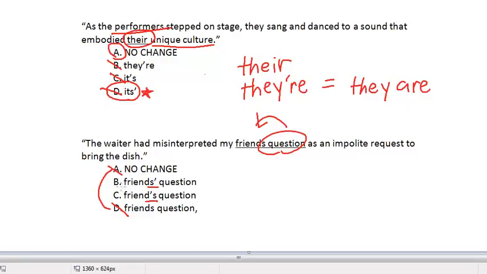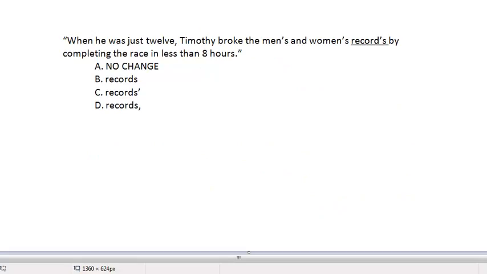So now we need to decide whether we are talking about just one friend or two friends. Logically, it was probably just one friend that asked the question, but this would just become more evident after you've read the passage. So if you know that you're talking about one friend, then you know that the correct answer has to be C. Let's take a look at one last example.